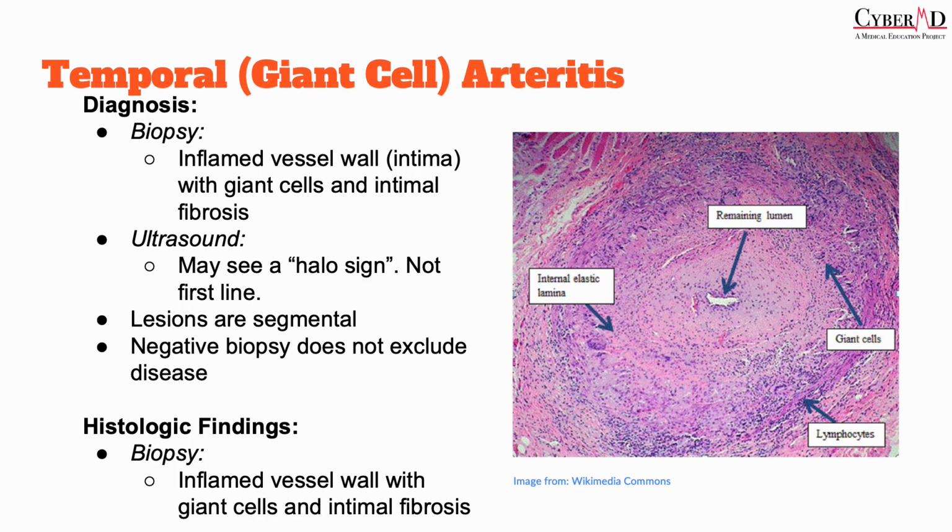A biopsy of the inflamed vessel wall with giant cells and intimal fibrosis is needed for a definitive diagnosis of temporal arteritis. This biopsy must be taken from a long segment of the vessel, as lesions are segmental as opposed to being continuous. Because the lesions are segmental, a negative biopsy technically does not exclude diagnosis of the disease.